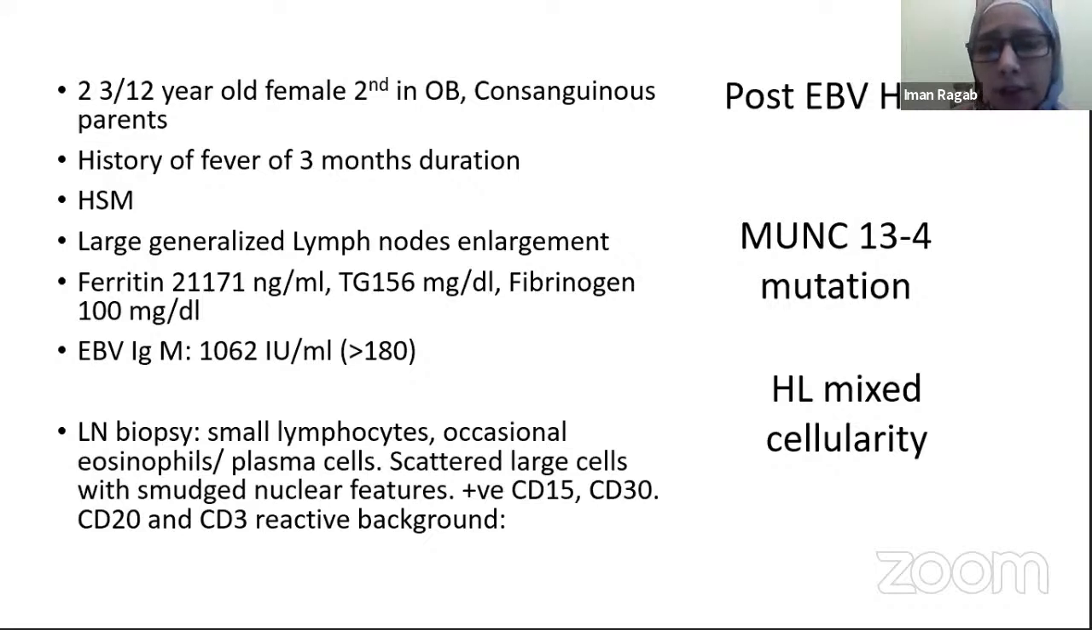So the patient was diagnosed as post-EBV or EBV-related HLH. The genetic analysis was sent because the patient had a very aggressive clinical picture, and MUNC13 was proved to be mutated. At this point, we did a lymph node biopsy, and we usually do not do lymph node biopsy in HLH. The result came back with small lymphocytes on an inflammatory background, with scattered large cells. The large cells were positive for CD15 and CD30, with a diagnosis of Hodgkin lymphoma, mixed cellularity.